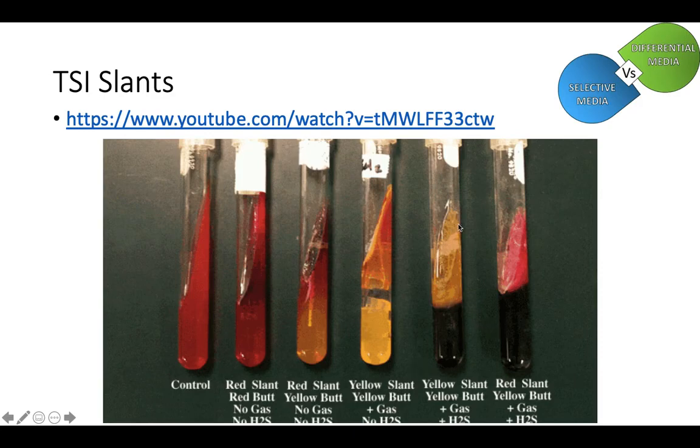The next one over here, this is considered A over H2S, acid over hydrogen sulfide. Now, technically what occurred here is this is A over A, yellow over yellow. This particular organism was able to eat the sucrose, lactose, and glucose. The entire slant is nice and yellow. The butt is nice and yellow. But this particular organism is also able to produce a sulfide compound called hydrogen sulfide.